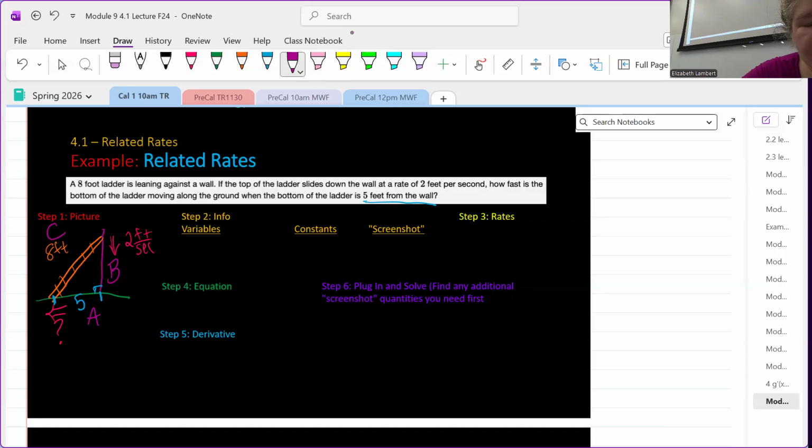So now that I've labeled these, my ladder sliding down the wall at 2 feet per second, that is dB/dt. dA/dt is what I'm looking for. That's my unknown.